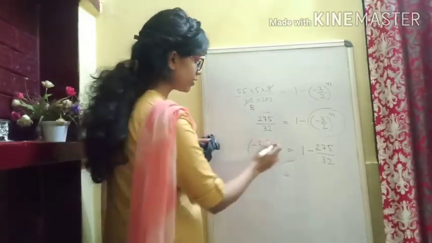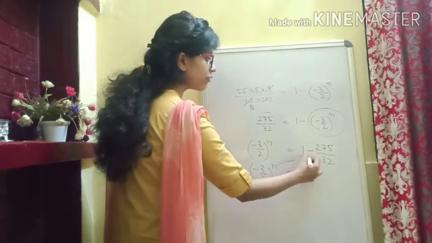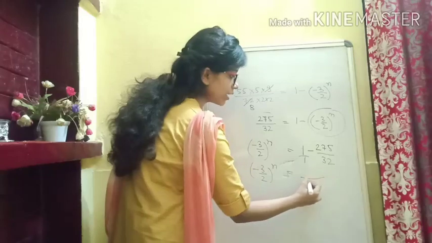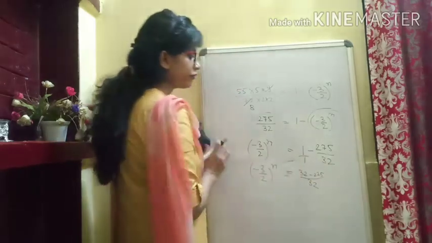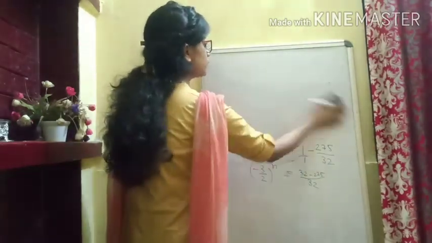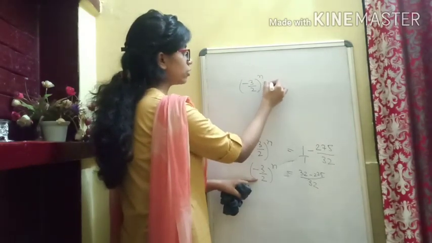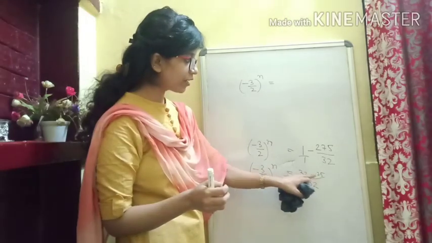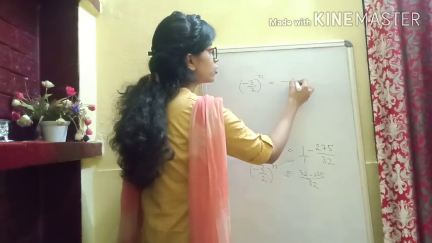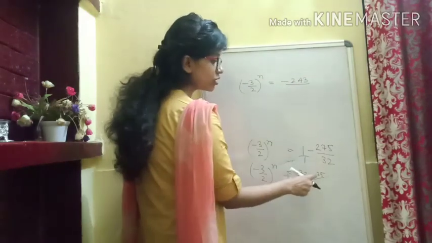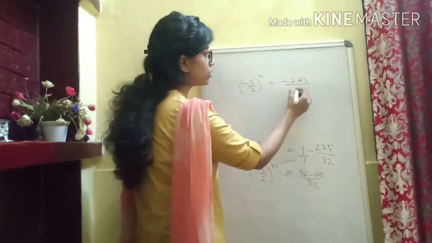Now if I write it as 3 upon 2 to the power n, how to simplify? You take LCM. What is the LCM here? We have 32 as LCM. When you simplify, it is 32 minus 25. Okay. Now let us simplify further. Here in LHS we have minus 3 upon 2 to the power n equals, this is 25 minus 32, so when you subtract, this will give you minus 7 upon 32.